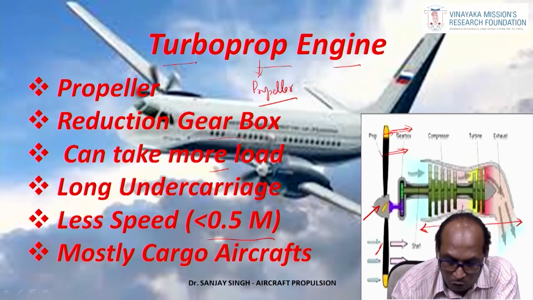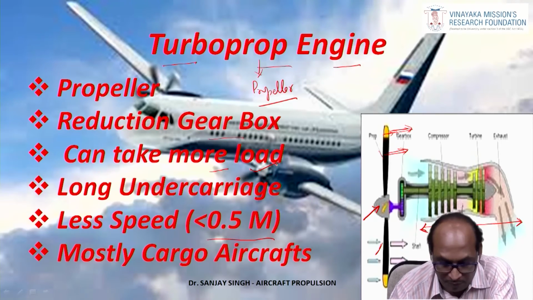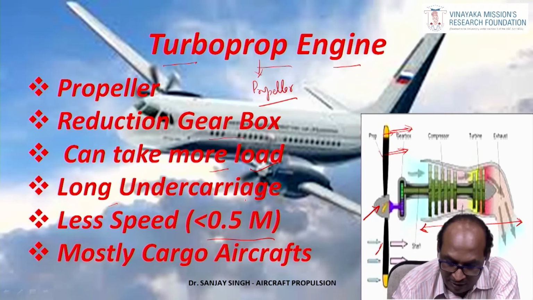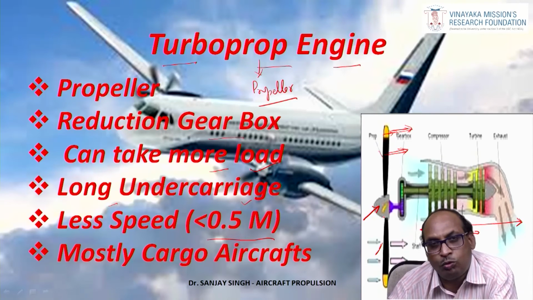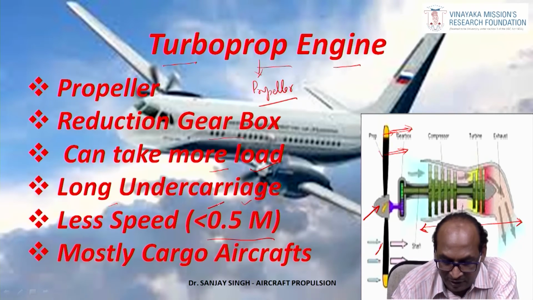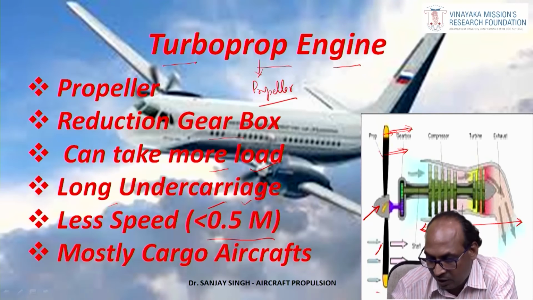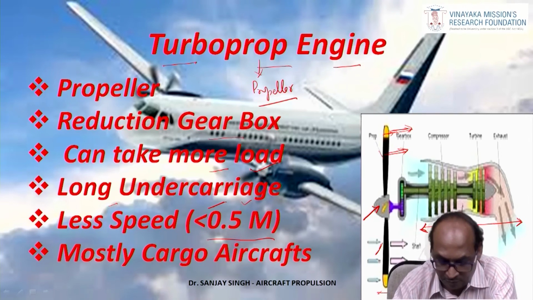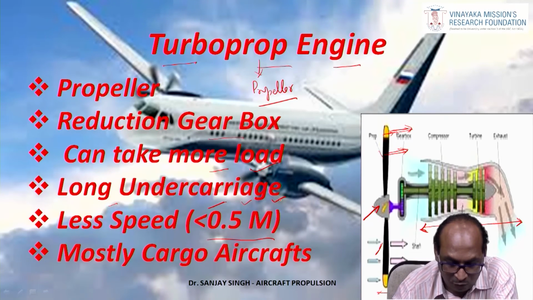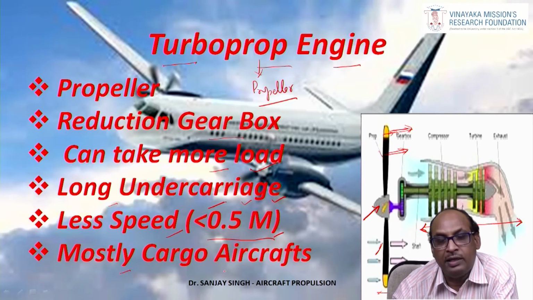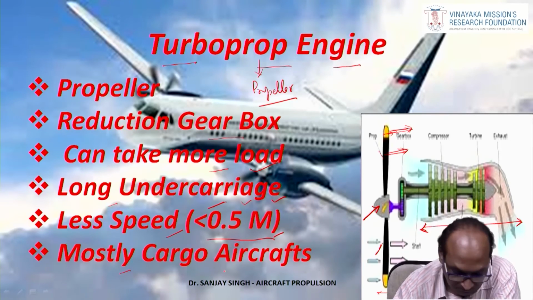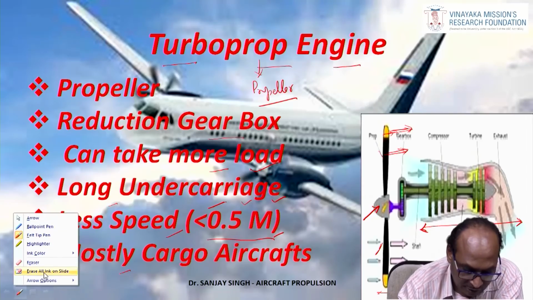Right. It can take more load, as I told, and it needs a long undercarriage. Yes, because a bigger propeller is in the front, the aircraft needs a long undercarriage for sufficient ground clearance. There is a requirement of sufficient ground clearance, so a long undercarriage is required. Less speed, it is operated well below 0.5 Mach, and it is used mostly in cargo aircrafts.